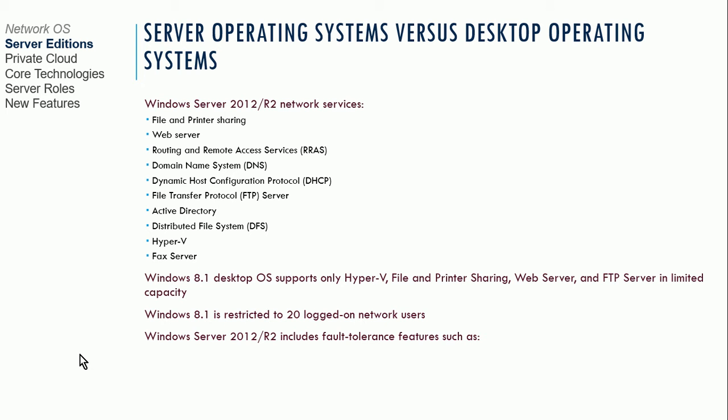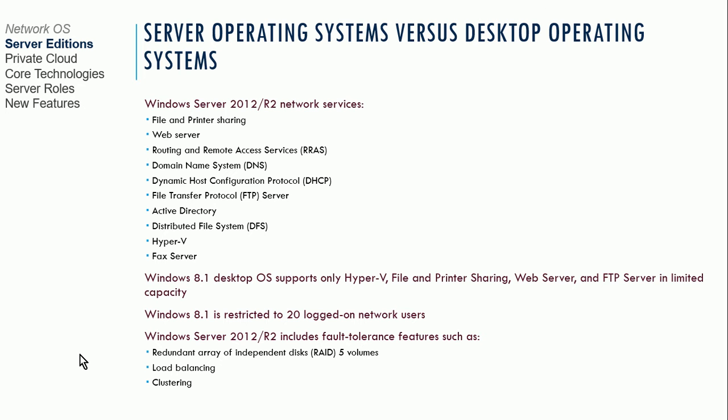So Windows Server 2012 R2 includes fault-tolerant features as well, such as RAID 5. I apologize, RAID 5 is a type of RAID. We'll talk about that later, though. It does support load balancing and clustering. So that's all about high availability. So it's fault tolerance and high availability.